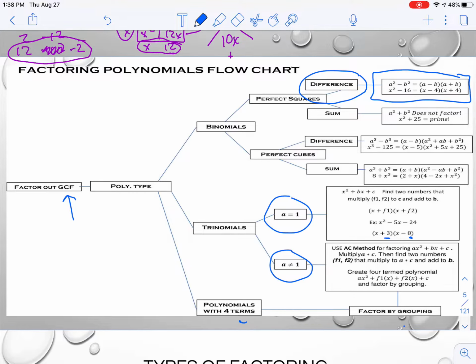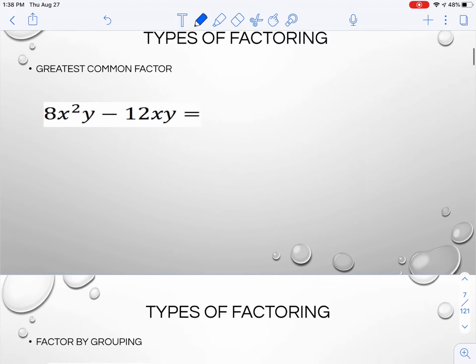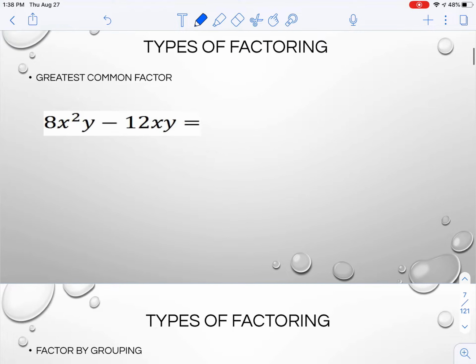Again, lots of things here that we can do, and then at the end, I think our last slide is going to be sum and difference of perfect cubes, which is a little bit more challenging, but we'll talk about that later. So looking at this one, types of factoring, we can look at it and figure out what does an 8x squared y and a 12xy have in common. What is the greatest common factor?